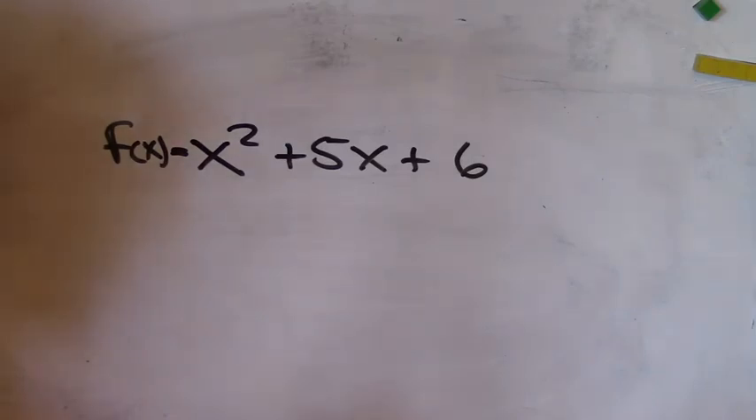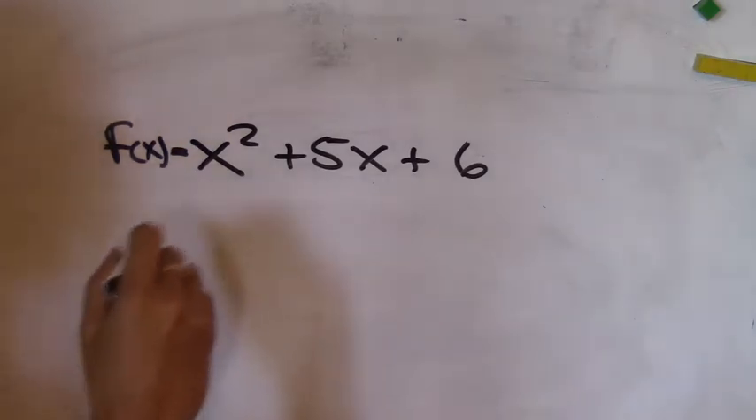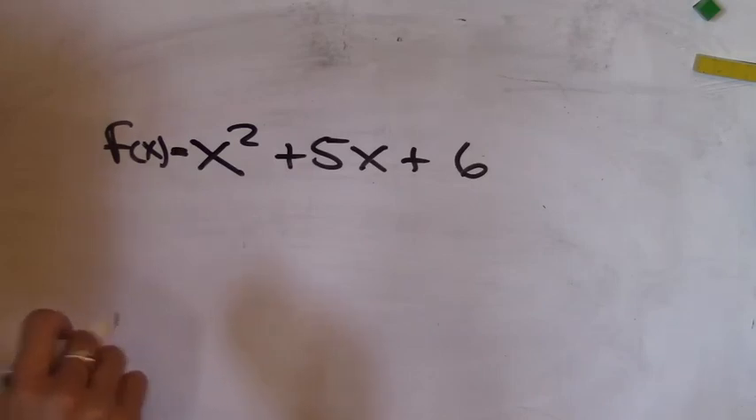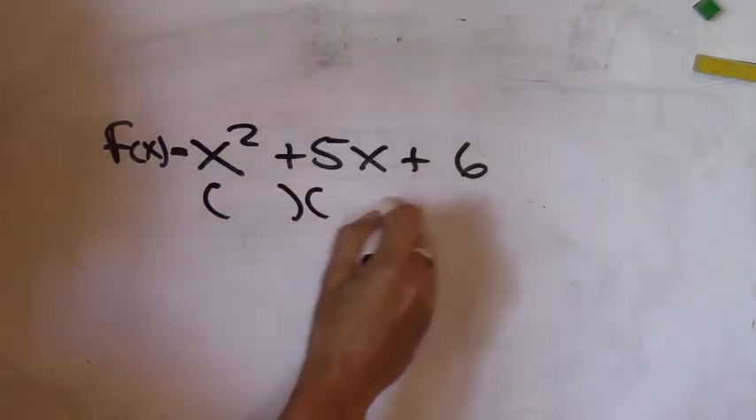Plus 6. Okay. F of x, I'll do the same. Okay, so we have x. That would just be 2 and 3, so it's positive 2, positive 3. X plus 2 and x plus 3. I like it.